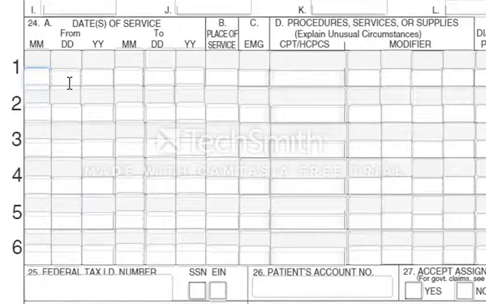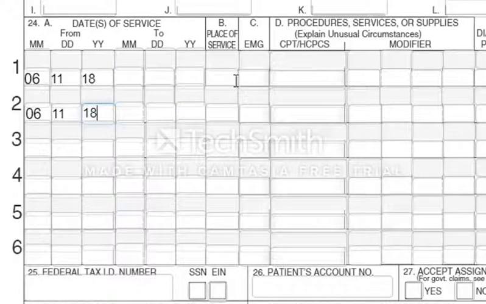Block 24A is going to be exactly the same as with TRICARE. We're going to put the date in for when that service was. If it was the same day, we do not need to put in a to date. Okay, place of service would be if it's in the office, 11. If it's in the hospital, 21. And once again, for emergency, we are going to leave blank.